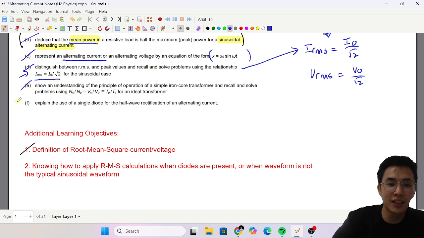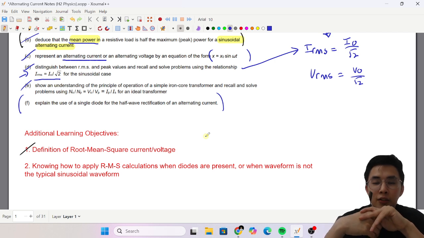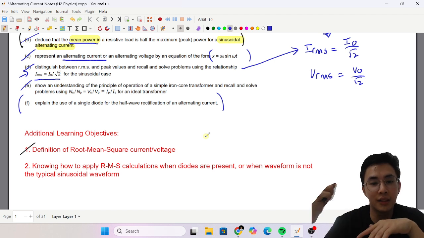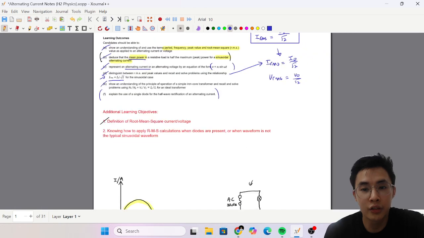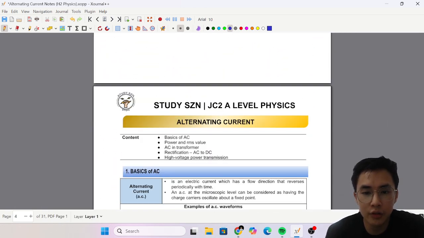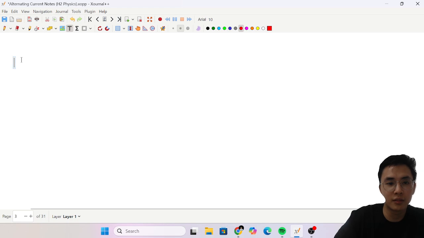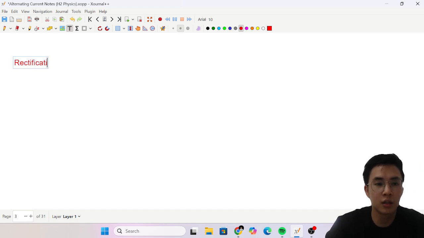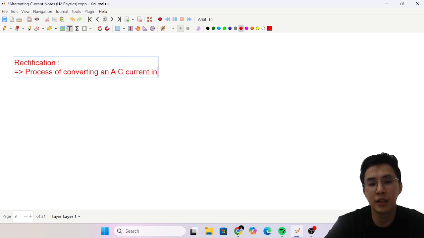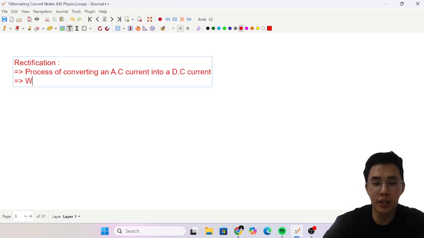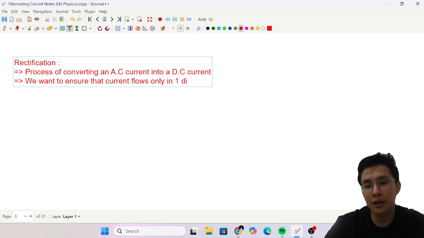Finally, look at the last part. This one is very commonly tested. Sometimes they also want you to understand how a single diode can be used to rectify an alternating current. Let me explain what I mean by this. Rectification is just the process of converting an AC current into a DC current. Basically, we want to ensure that current flows only in one direction.